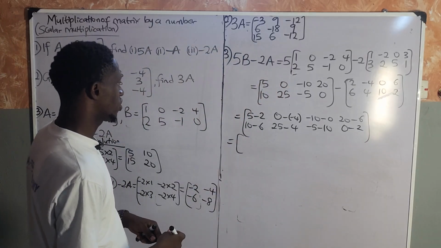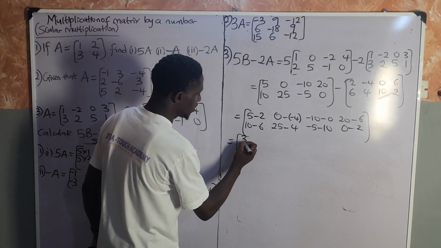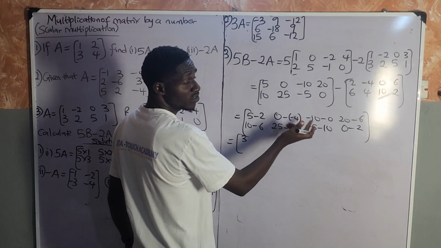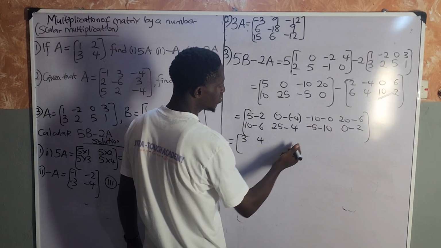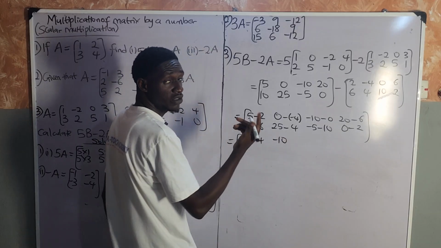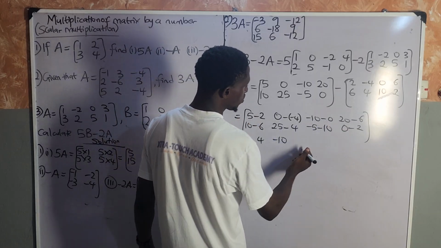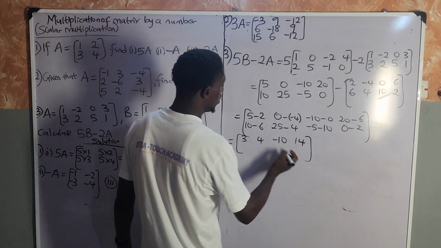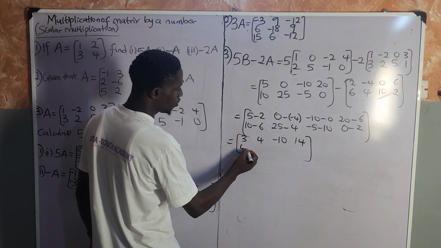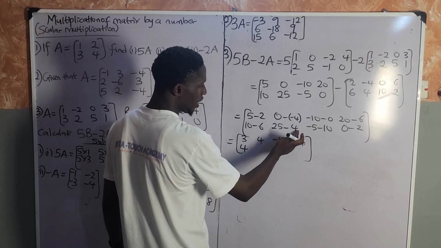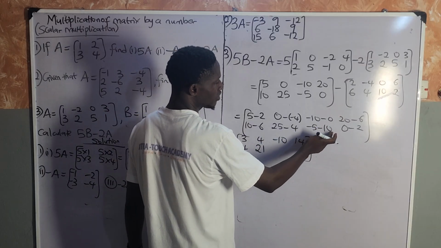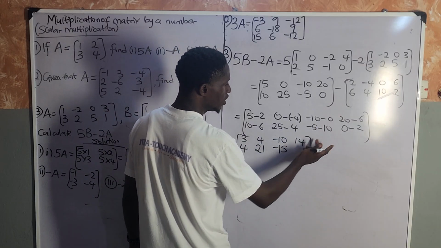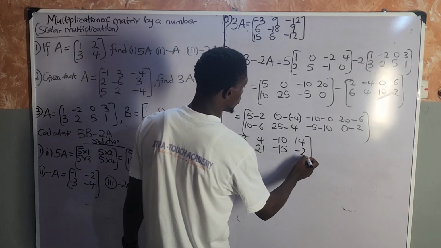So let's check what we are going to get. 5 minus 2 is 3. Minus times minus is plus. So 0 plus 4 is 4. Minus 10 minus 0 is minus 10. 0 means nothing. 20 minus 6 is 14. 10 minus 6 is 4. 25 minus 4 is 21. Minus 5 minus 10 is minus 15. 0 minus 2 is minus 2.